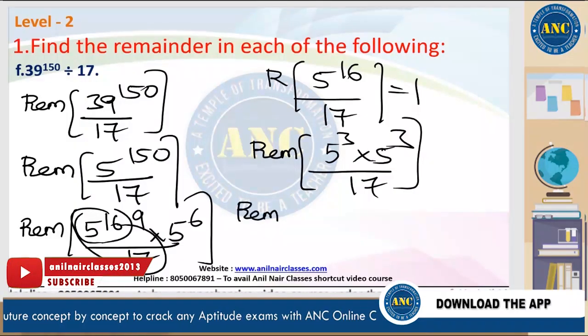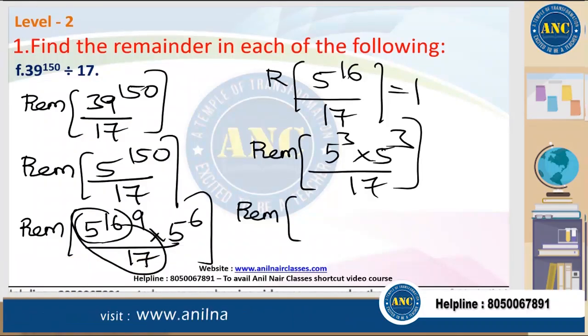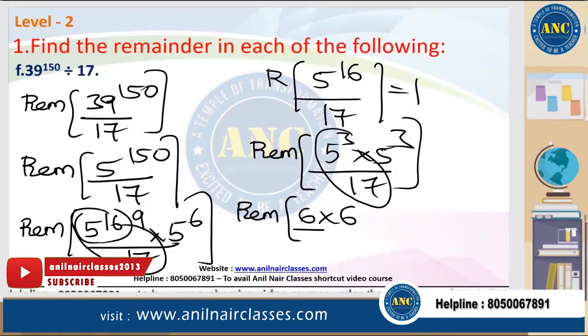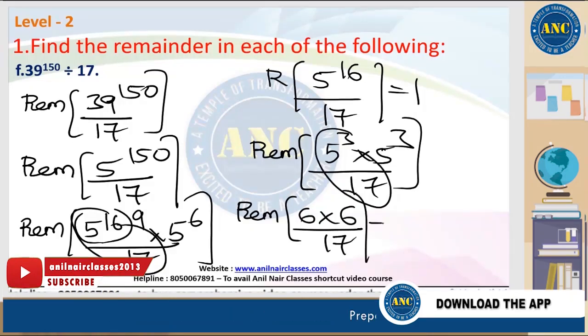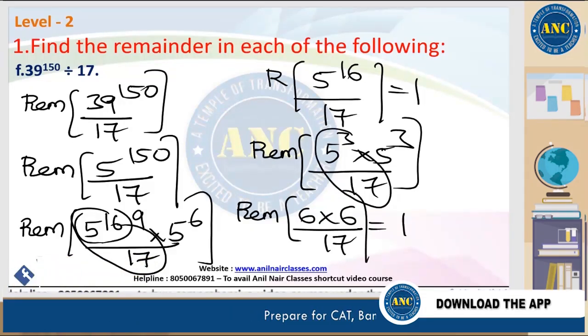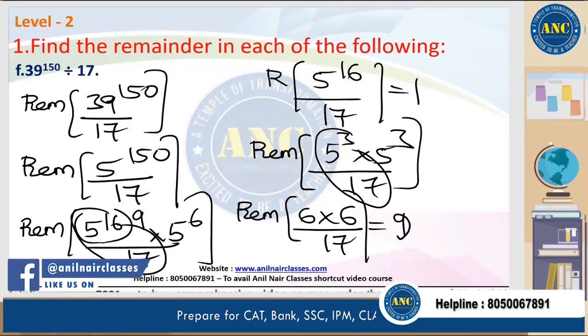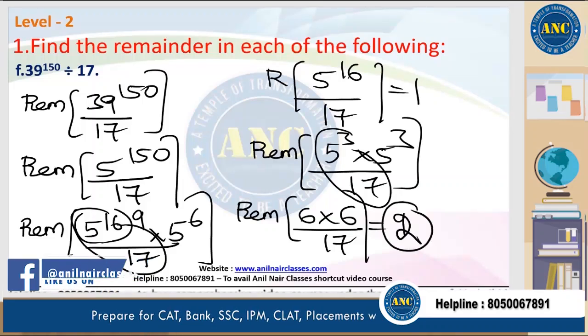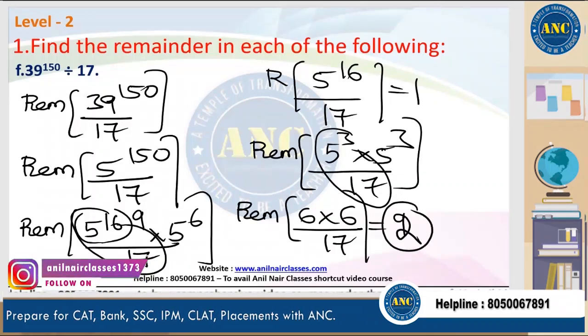5 cube is 125. 17 7s are 119. Remaining is 6. 6 into 6 is 36. 36 divided by 17: 17 2s are 34, remainder 2. I hope the idea is clear.